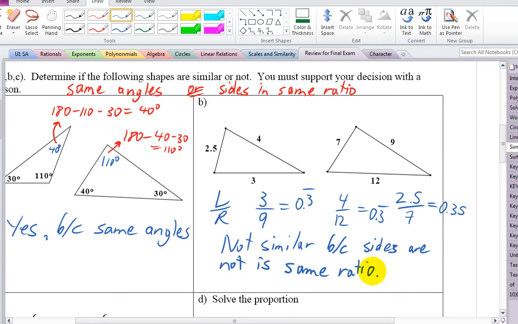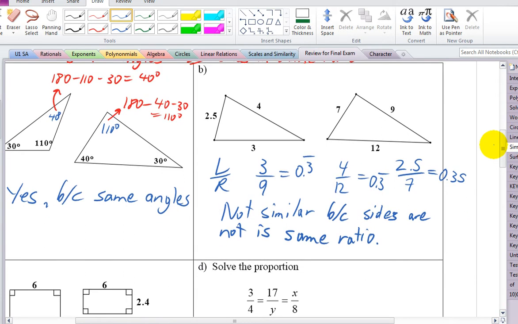Okay. Now you have to line up the big sides, the small sides, and the medium sides. Okay, they do have to match that way. Or you can look at the names, the names match. You wrote down: not similar because sides are not in the same ratio. Thank you.